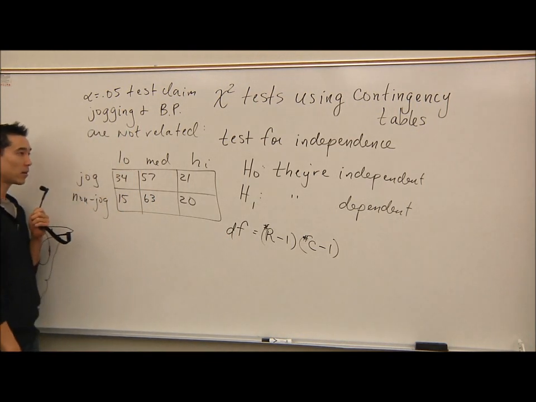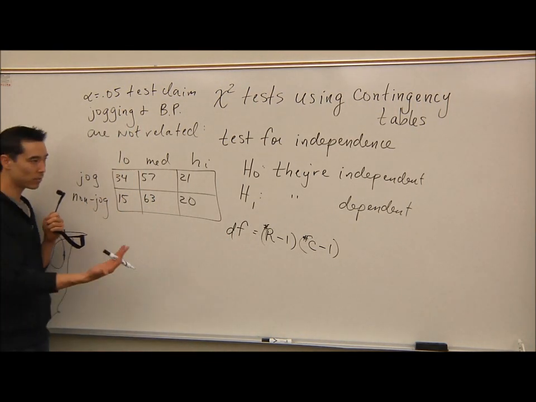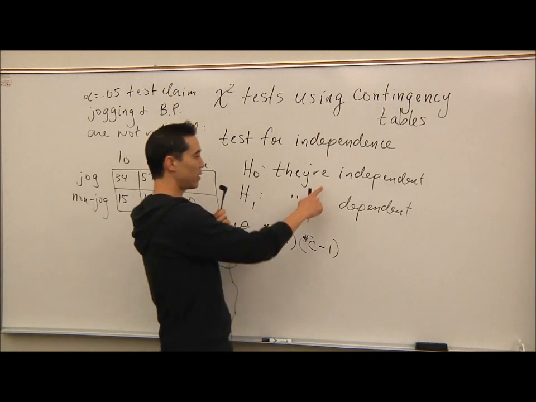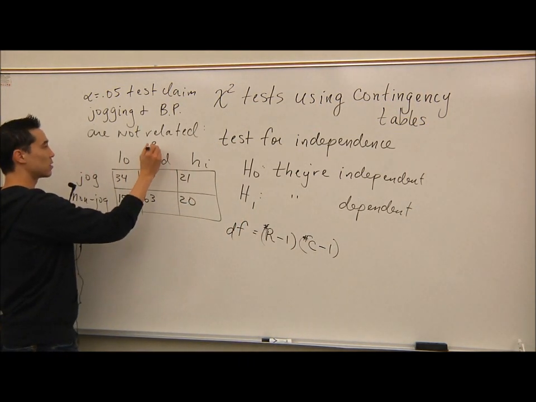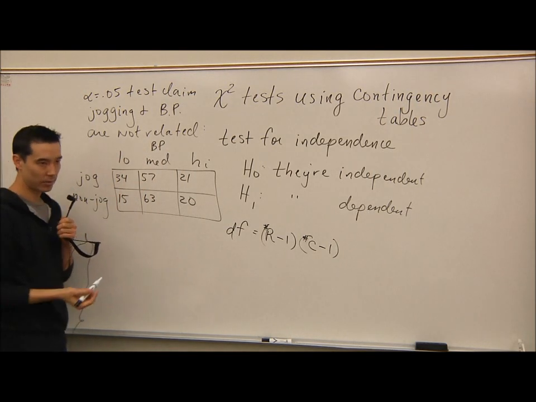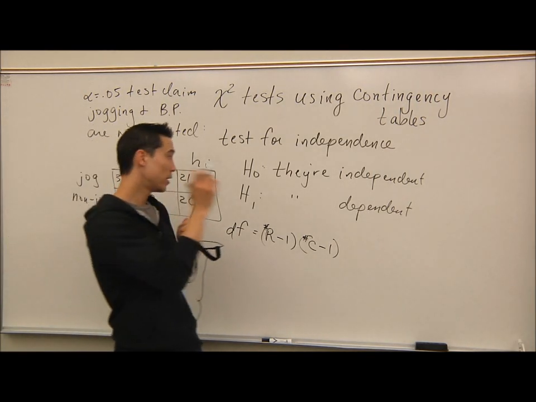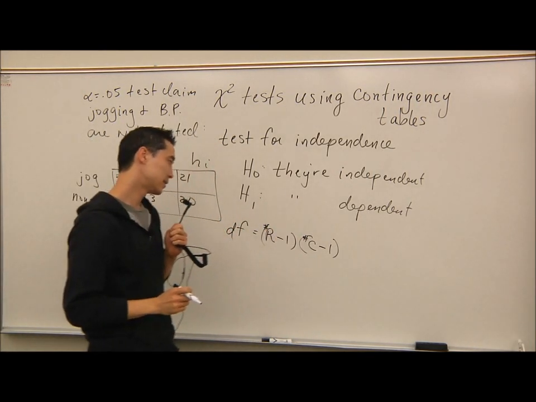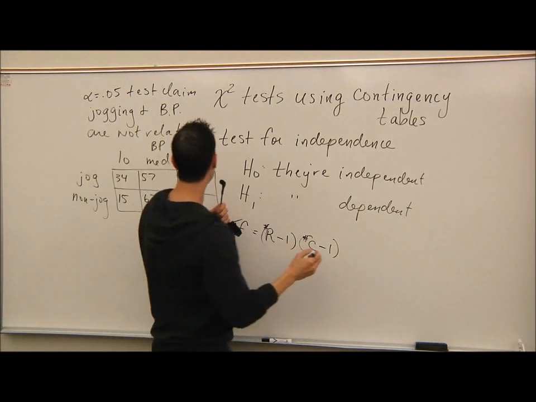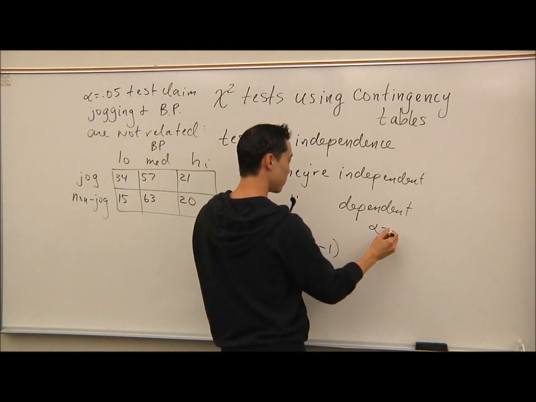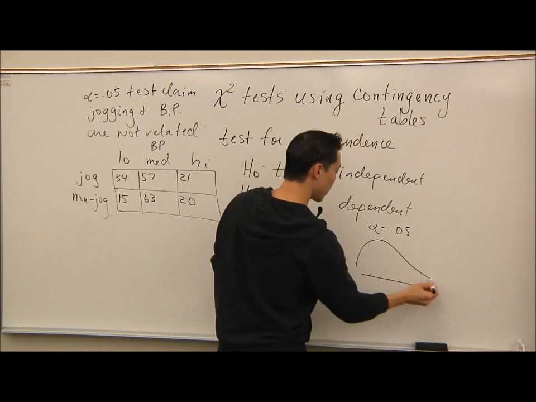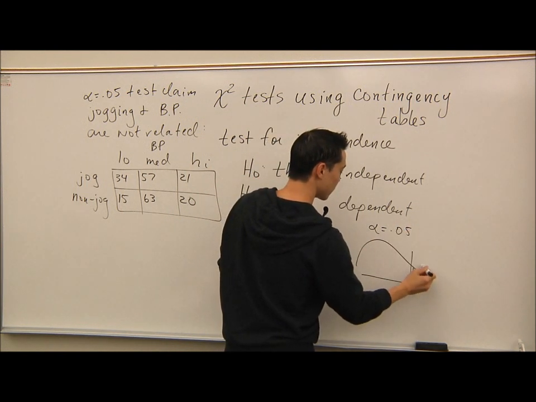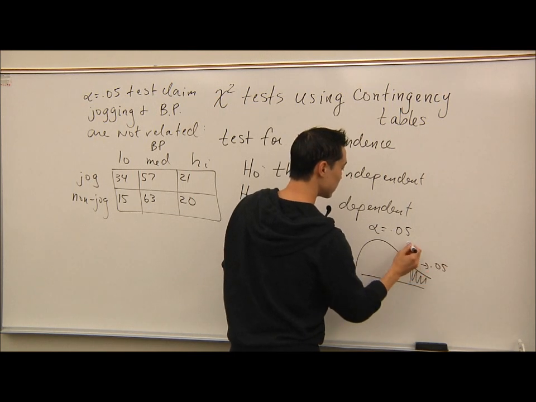So let's go ahead and go through the test. Well, H0 and H1, they're independent versus they're dependent. And what are we talking about? Specifically, we're talking about blood pressure and jogging are independent, okay? And then H1 is their dependence. Okay, great. So it's alpha equals 0.05, which is a chi-square distribution. And we're going to go all 0.05 in the right tail. This is always going to be a right tail test.